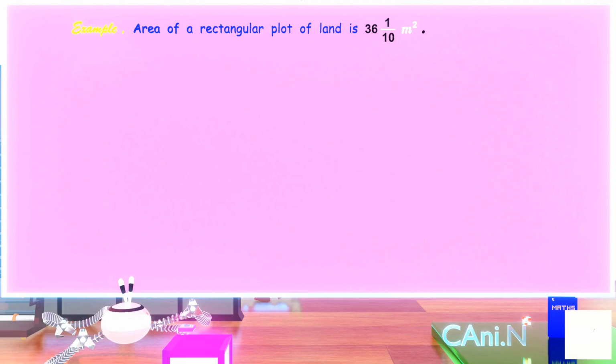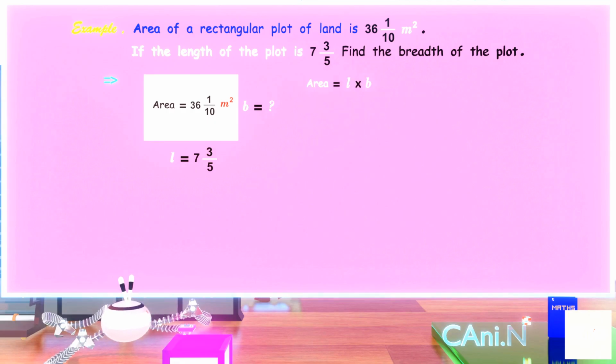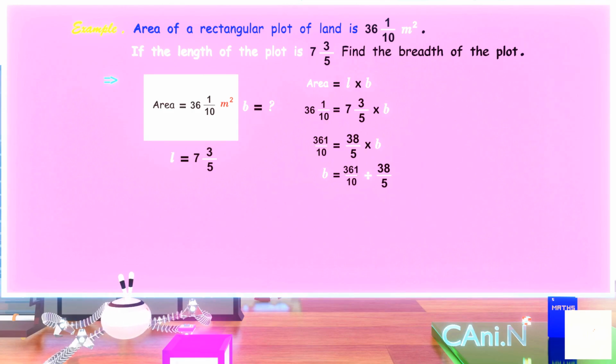Example. Area of a rectangular plot of land is 36 by 10 meters square. If the length of the plot is 7 3 by 5, find the breadth of the plot. Given area equals 36 by 10 meters square. Length equals 7 3 by 5. We know area of rectangle equals length into breadth. 36 by 10 equals 7 3 by 5 into breadth. 361 by 10 equals 38 by 5 into breadth. Breadth equals 361 by 10 divided by 38 by 5. Breadth equals 19 by 4. Therefore, breadth of the plot equals 4 3 by 4.